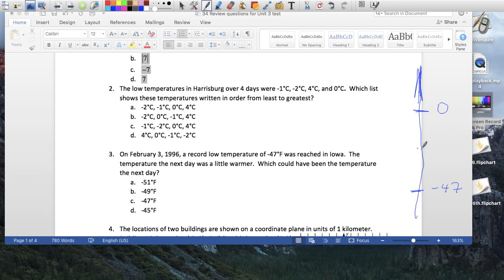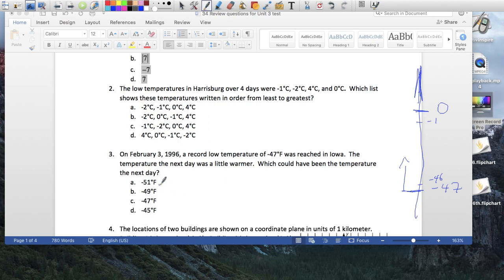So to be warmer, it would be anything in that direction. Any number that's above -47 would be a warmer temperature. It could be -46, -45, -44. It could be -1. It'd be a little bit warmer, definitely a lot warmer than -47. So any number that's above -47 would have been a warmer temperature than -47.